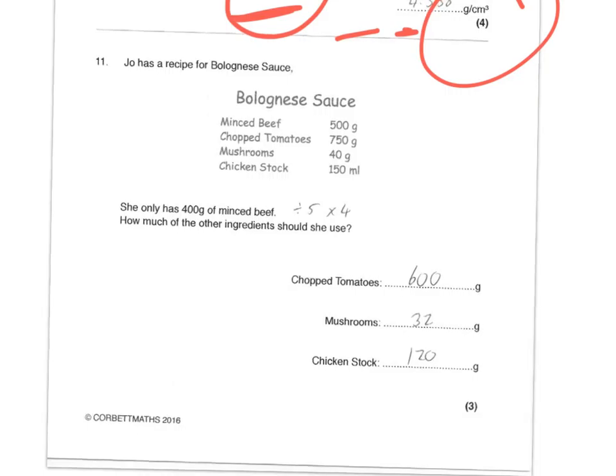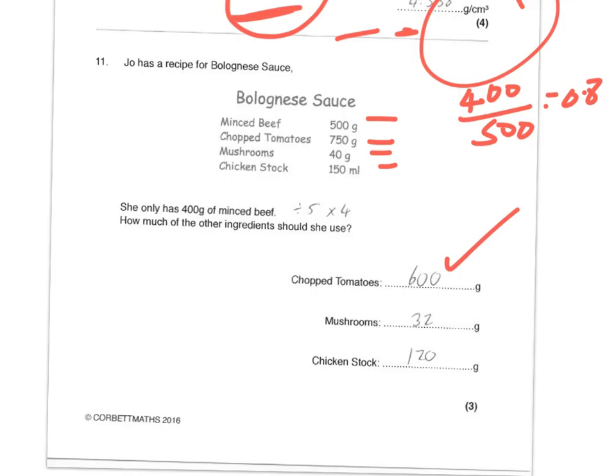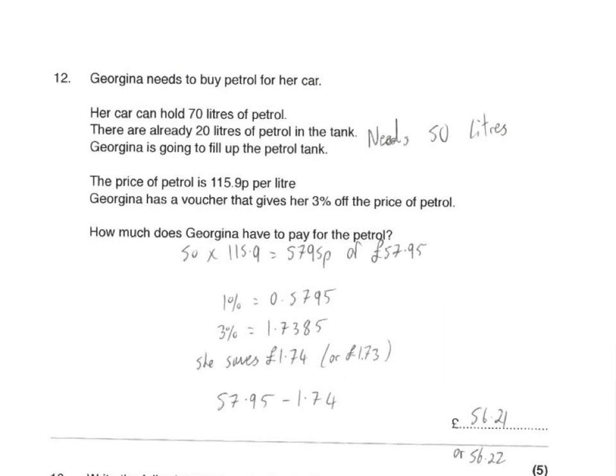Now, Jo has a recipe for bolognese sauce. There it is. She only has 400 grams of minced beef. So 500 grams of minced beef, they're the proportions for the rest of the ingredients. Now you've only got 400, so you can do 400 out of 500. The answer on the calculator is 0.8. You need 0.8 of each ingredient. 750 times 0.8 is 600. 40 times 0.8 is 32. And 150 times 0.8 is 120. That's all your ingredients. Next one should be a straightforward one.